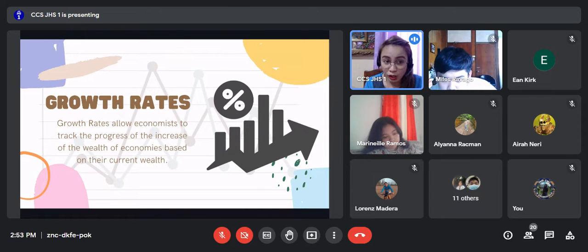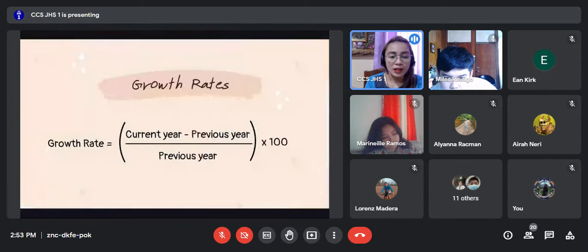Now, how do we solve for growth rates? Here is the formula to solve the growth rate. We have current year minus previous year over previous year, or divided by previous year, times 100. Now, asa man nagikan si current year and previous year?